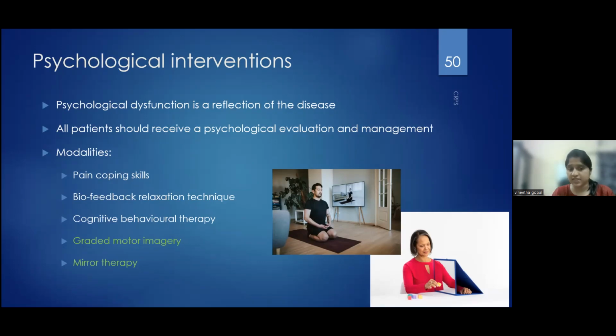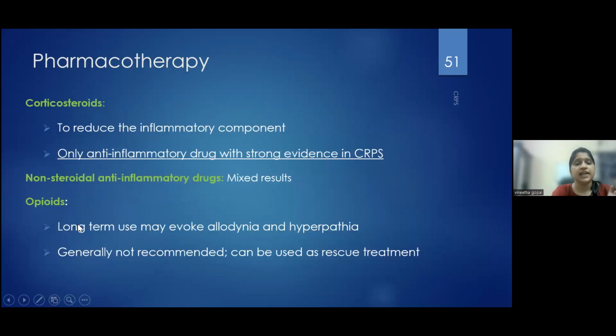I just told it in simple words, it is more than that. So that is what motor imagery is, and this is mirror therapy. Motor imagery and mirror therapy have good evidence in CRPS, along with CBT, biofeedback, and other techniques. Then coming to the pharmacotherapy, corticosteroids are the only anti-inflammatory drug with strong evidence in CRPS, in the acute phase. So if a patient comes to you in that acute phase, that is 1 to 3 months of onset of CRPS, definitely you have to try steroids.